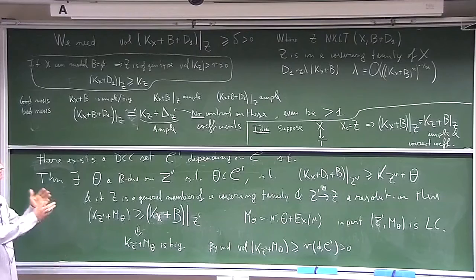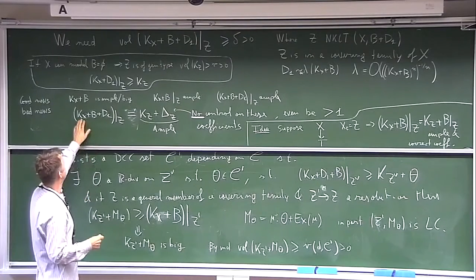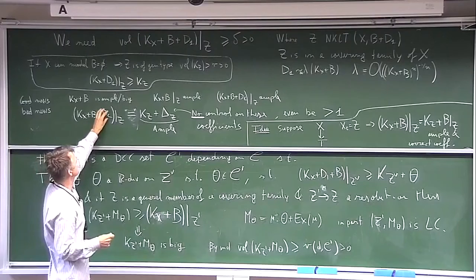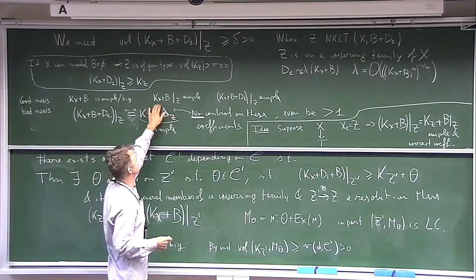Okay, so I have some wiggle room. I need to produce an interesting divisor where I control the coefficients, but that divisor has to be somewhere between K_X + B plus this extra D1 that I used to do adjunction and the original divisor that I'm interested in, which is K_X + B.